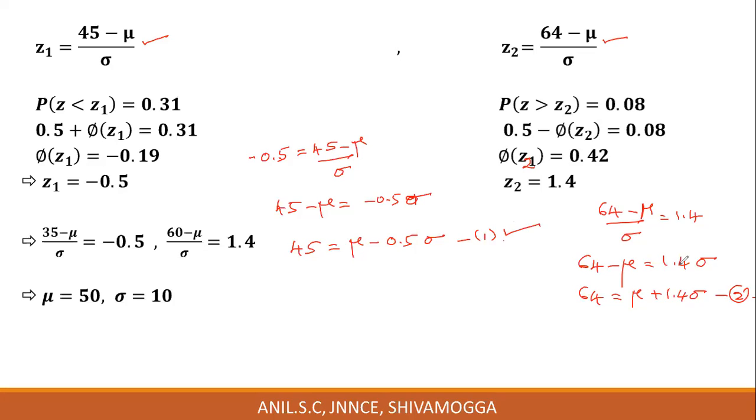Just solve these two simultaneous equations, equation number 1 and equation number 2. Solve these two and let me know what is the value of mu and what is the value of sigma. I got it, 50 and 10. Yes, sir, 50 and 10.